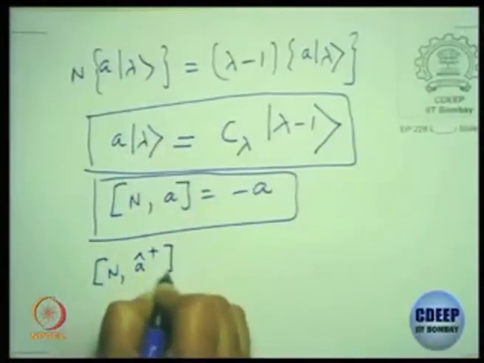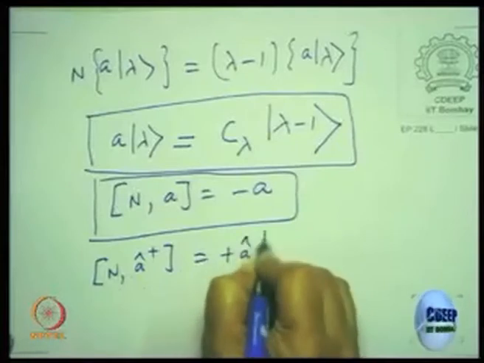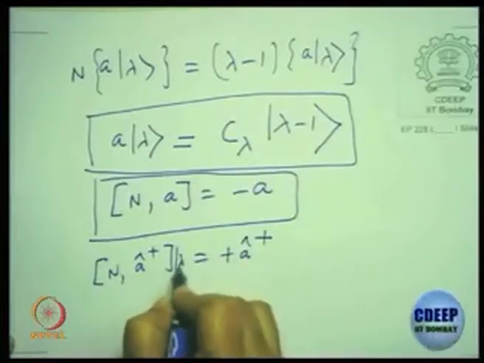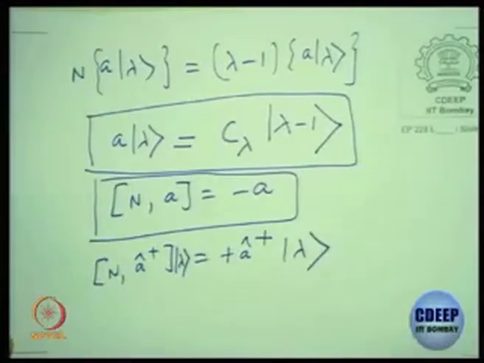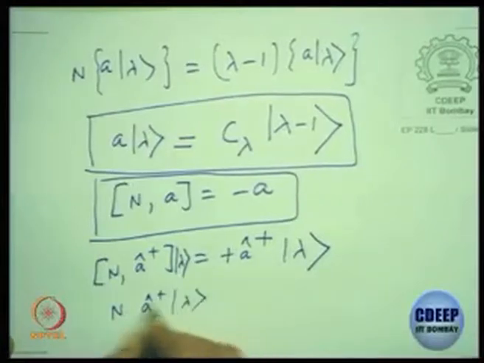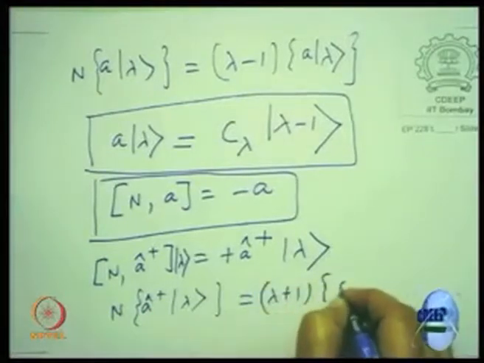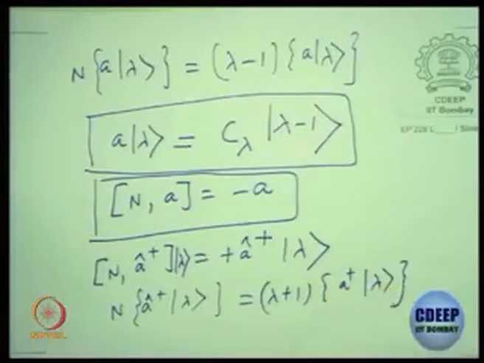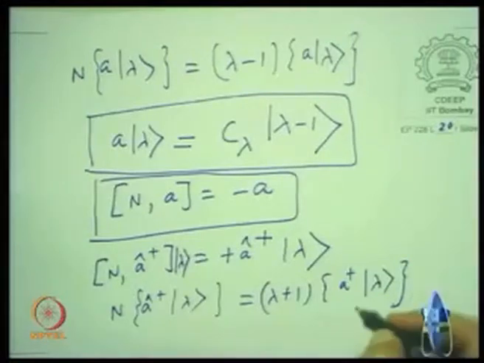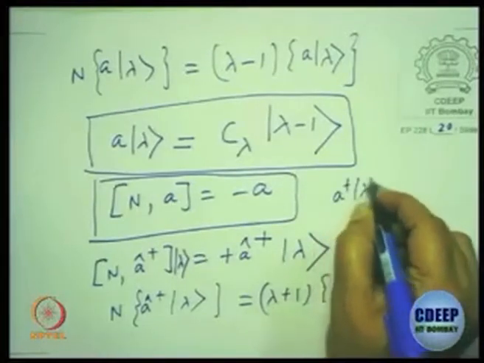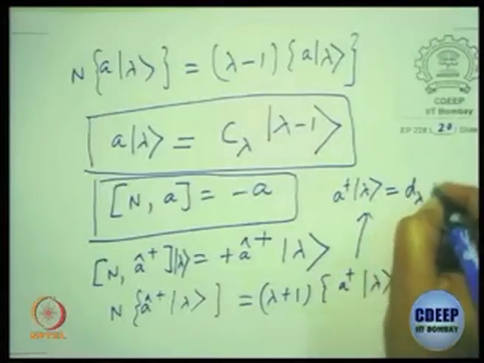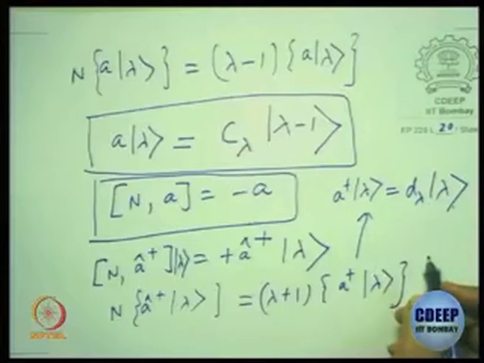So can you redo the same thing for N with A dagger? What is it? It's plus A dagger, and then operate it on the state lambda on both sides and write N operator on A dagger lambda to be lambda plus 1 times A dagger on lambda. Okay. What will this imply? This will imply A dagger on lambda should be some coefficient times lambda plus 1.